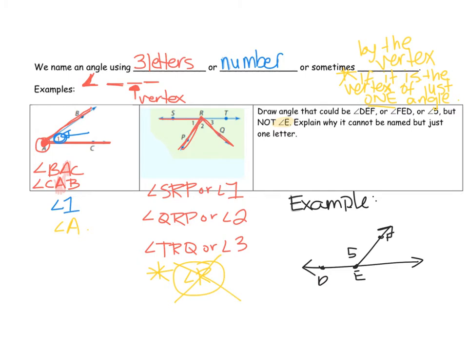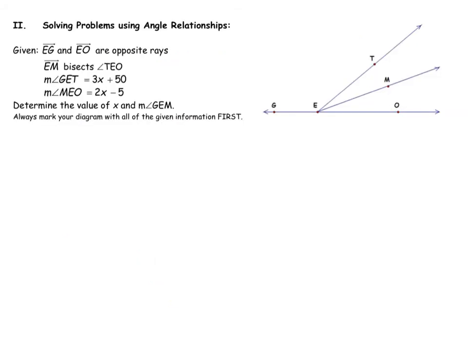So you'll see in my example, I have this angle right here. This is angle DEF or angle FED or angle 5, but it is not angle E. And the last thing we want to be able to do from this video is use all of these rules about angle relationships to set up and solve problems.